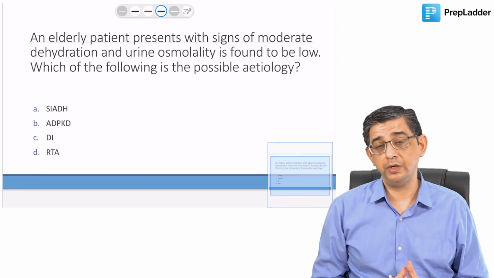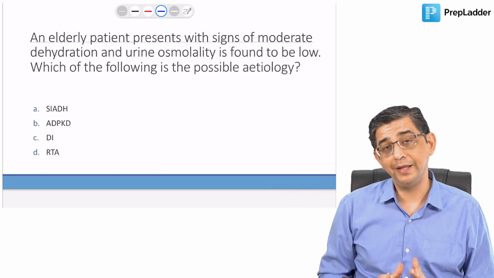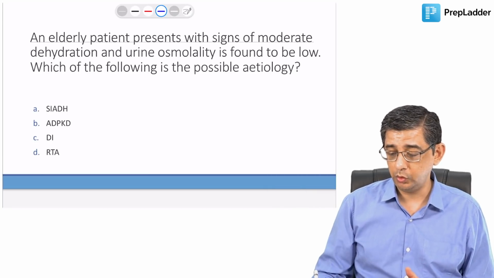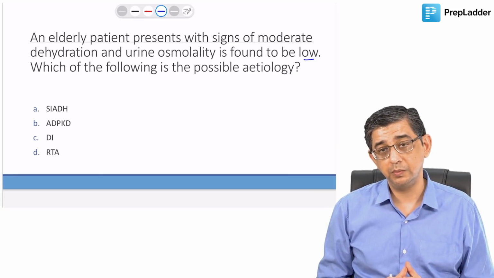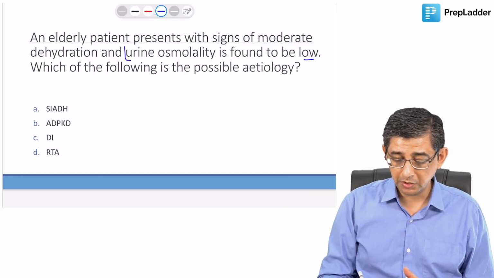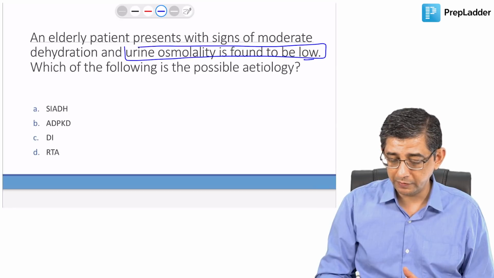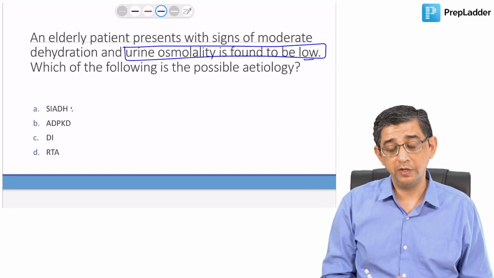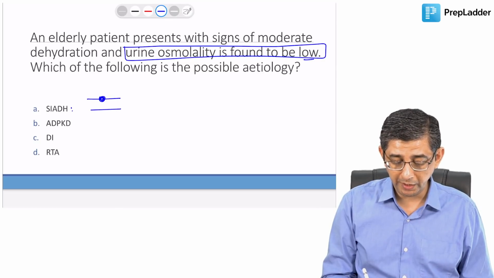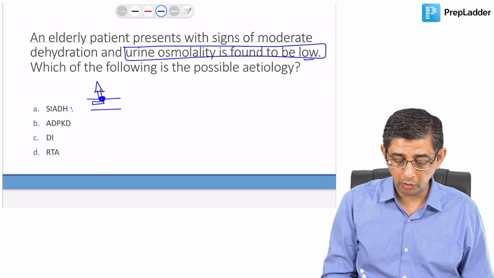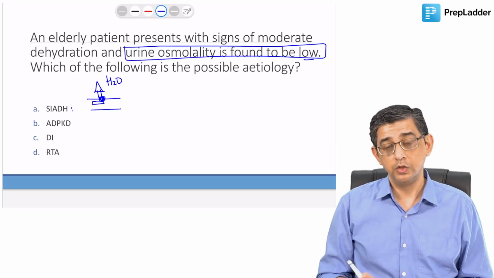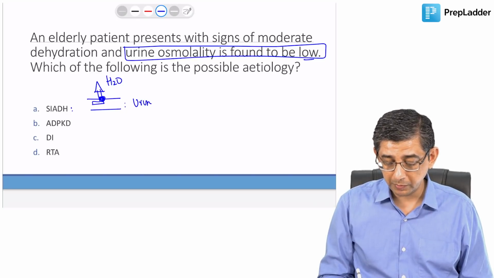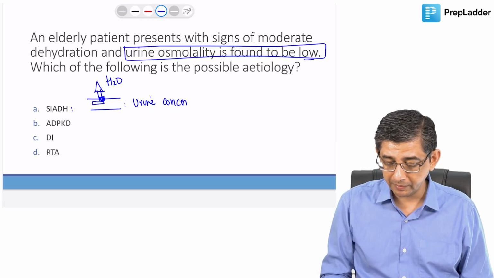The next question talks about an elderly patient with signs of moderate dehydration and urine osmolality that is found to be low. Which of the following is a possible etiology? The key word in the question is low urine osmolality. That's always a feature with diabetes insipidus. SIADH will always have water going back. You see, antidiuretic hormone will reabsorb all the water back in the body. So in SIADH, the urine of the person will be highly concentrated.